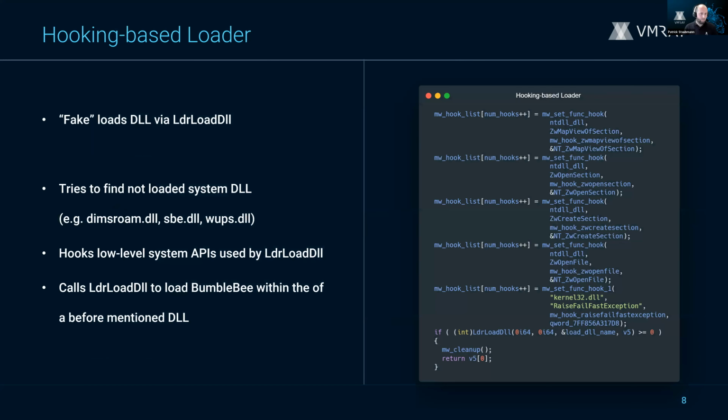Once the payload has been executed, at least some of the samples of Bumblebee make use of this interesting hooking-based loading technique, which actually just fake loads the malicious DLL via a low-level API call called LdrLoadDll. The whole idea of this hooking-based loading approach is to bypass EDR systems. In order to do that, they try to fake load a malicious DLL in the context of a trusted Windows DLL, which seems to work pretty well, I think.